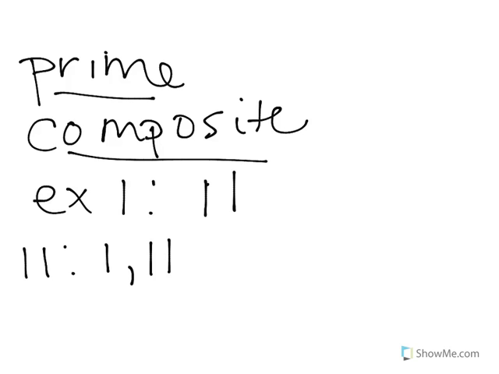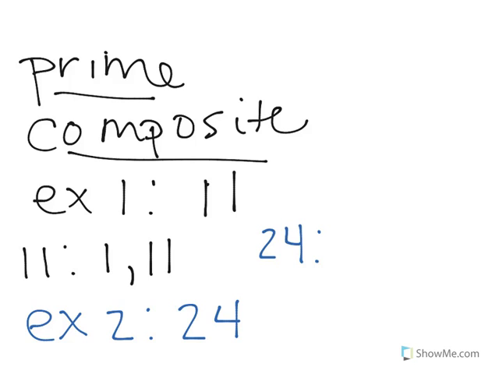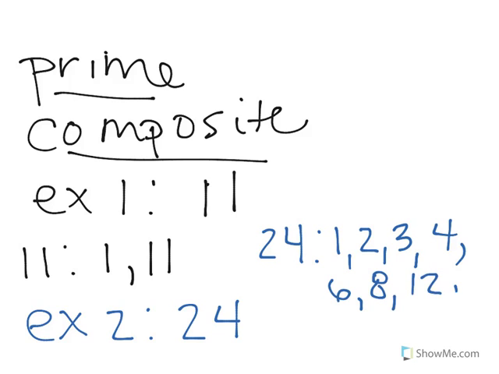My second example is with the number 24. I'm going to list the factors of 24. So I can say it has 1, 2, 3, 4, 6, 8, 12, and 24. Now, because it is greater than 1 and has more than two factors, it has, let's see, 4, 5, 6, 7, 8 factors, then I can tell that 24 is composite.